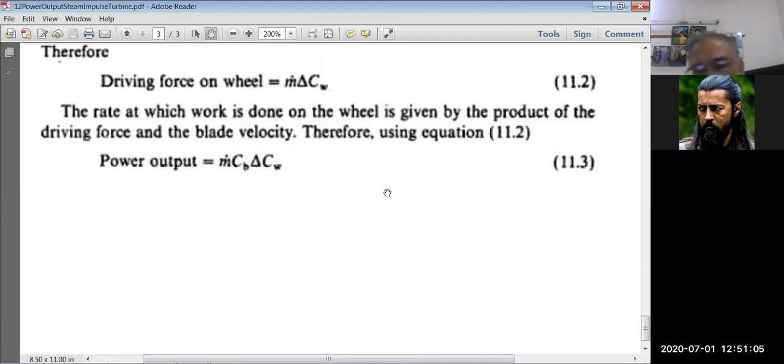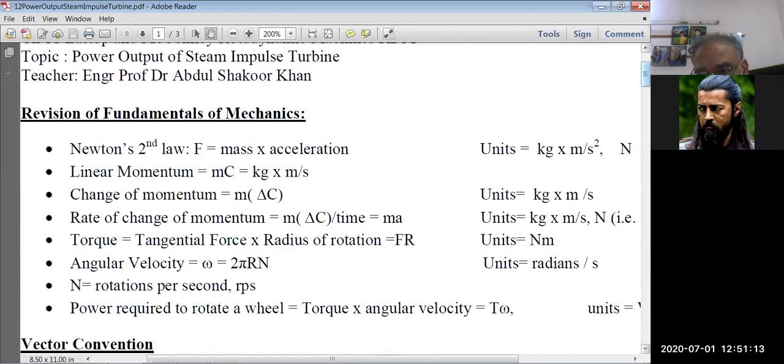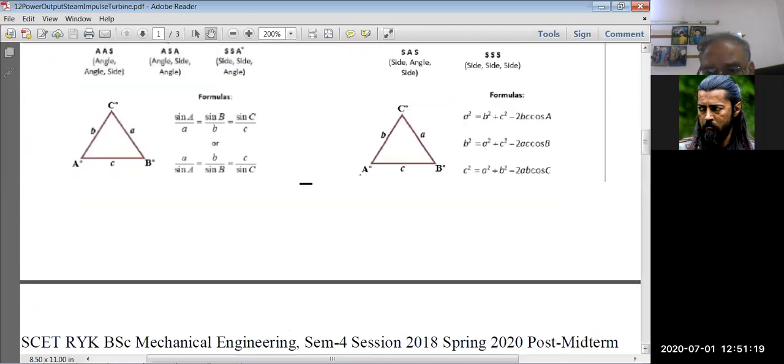M dot CB delta CW, equation 11.3, and this was the objective of today's lesson. And with this we will finish. You should go through it very thoroughly. I have already prepared the lecture in detail.